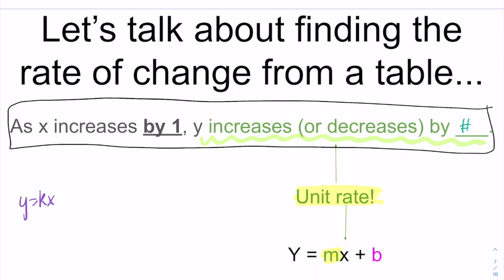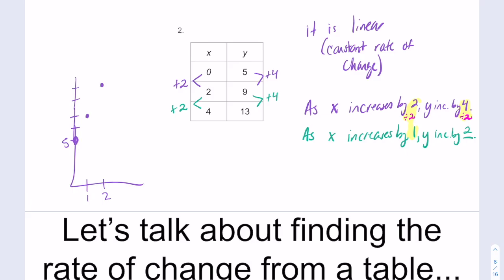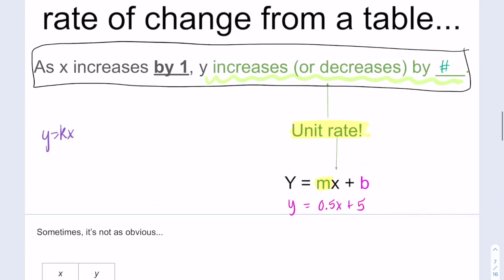So in the walkathon, we had y equals 0.5x plus 5, where the person got $5 to begin with, and then they also got 50 cents per kilometer walked. So that m is just your unit rate, and that b is that starting value that we had to add in. So sometimes this constant rate of change that we saw in number 2, it's not quite as obvious.